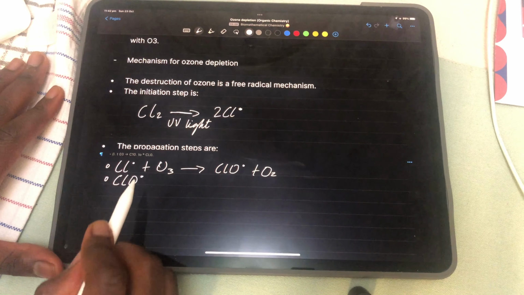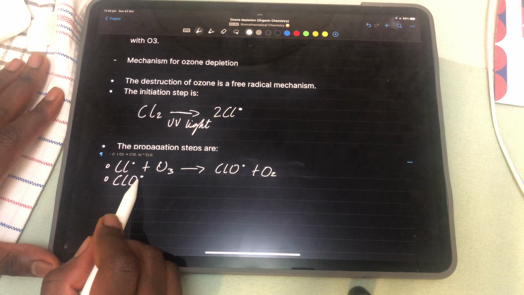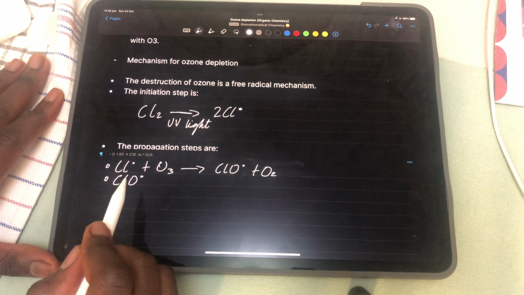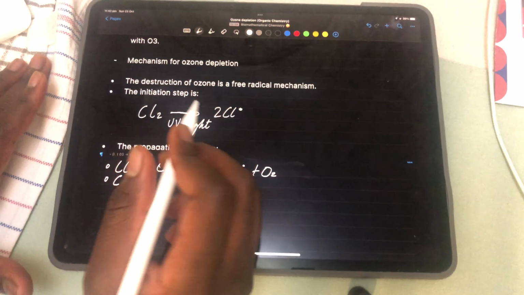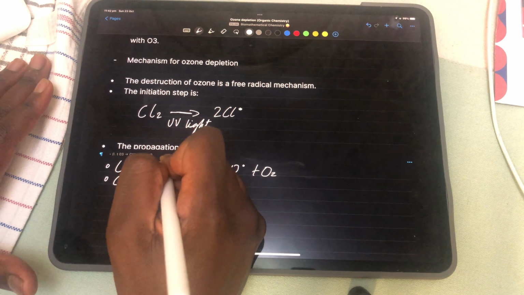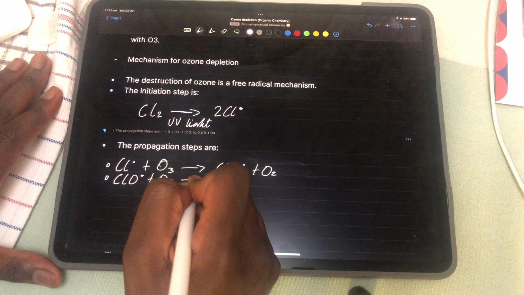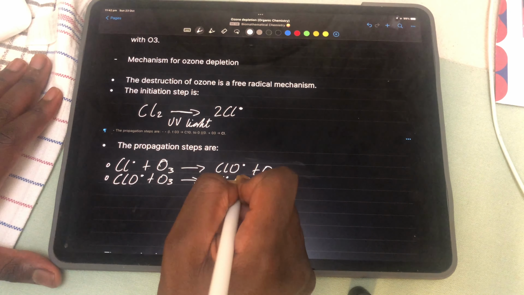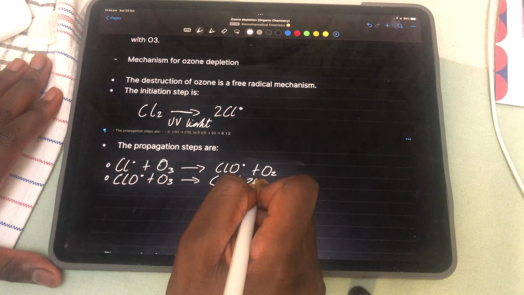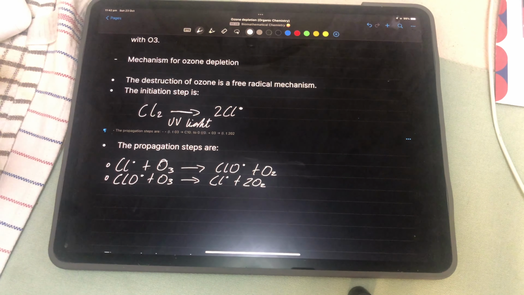It's always important to make sure you put the dot in. The dot is actually more to do with the Cl, but it can be put on either side. It's not a minus or a plus or anything like that. It's always a dot when you're talking about free radicals. That ClO also reacts with O3 and forms a Cl free radical again, plus 2O2. And this can repeat over and over again. This can start a chain reaction really.